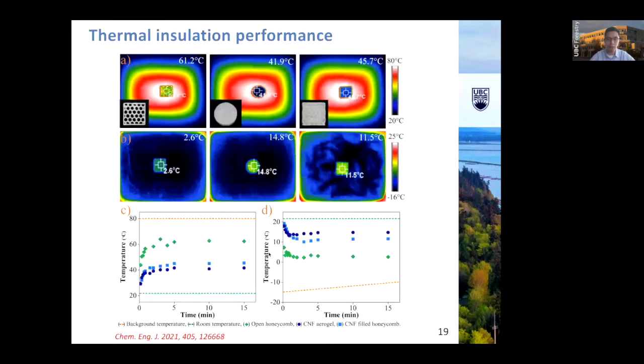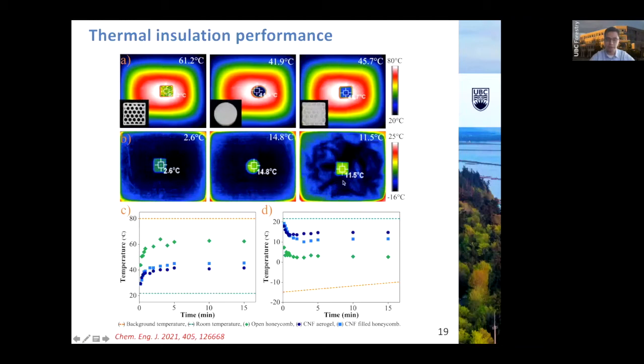So we demonstrate this one as a thermal insulating material. We know the aerogel can be used for thermal insulation, but aerogel in general is a weak material, so it cannot withstand much higher weight or stress. For the honeycomb structure, because there are so many open pores, it's also not a good thermal insulator. So what we did is backfill the honeycomb structure with the aerogel, combining the aerogel and the honeycomb structure as a thermal insulating material.